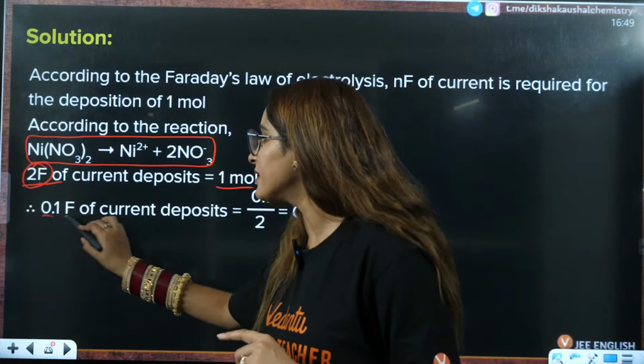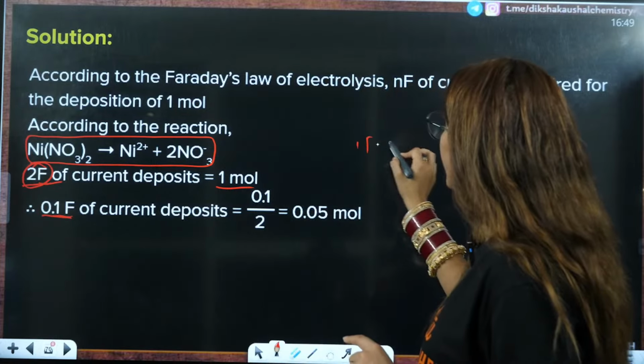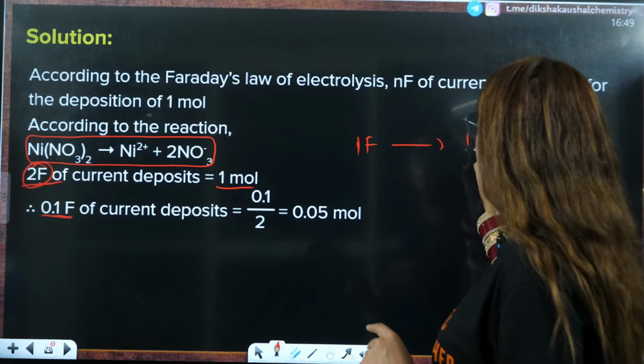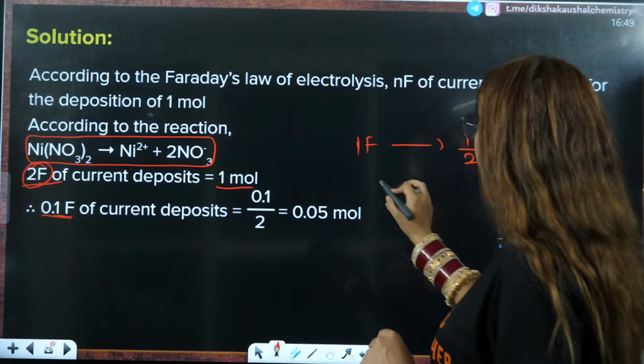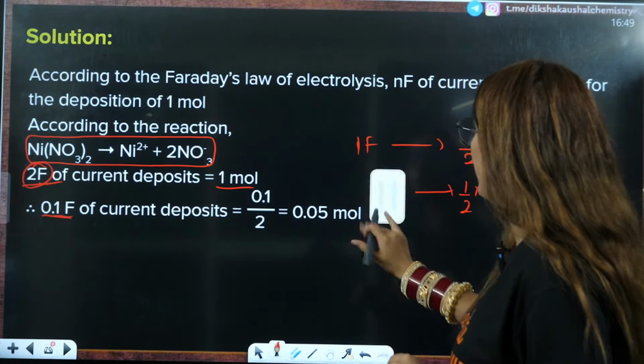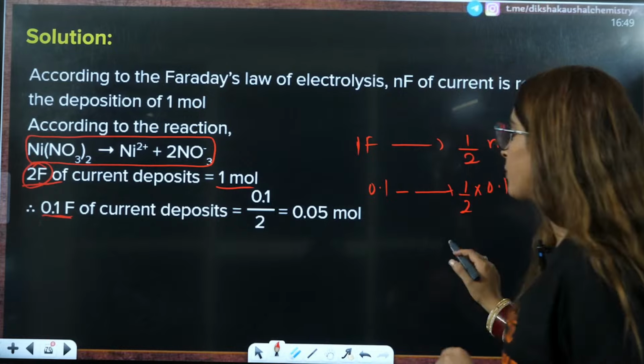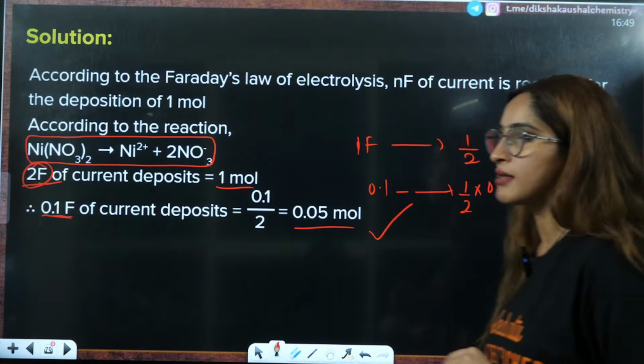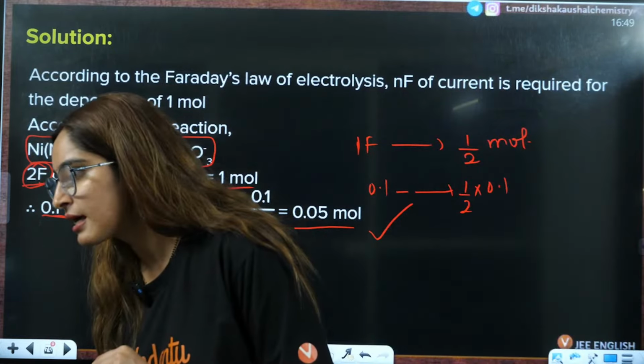That means 1 Faraday will be used by 1 by 2 mole. Then 0.1 Faraday will be used by 1 by 2 into 0.1. 1 by 2 into 0.1, that is going to be the answer. So the answer is 0.05, right?